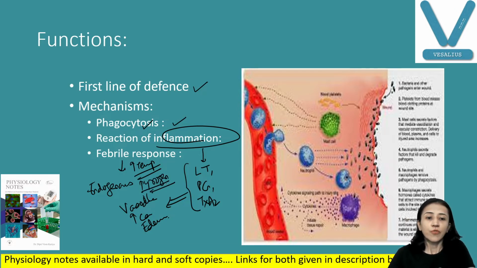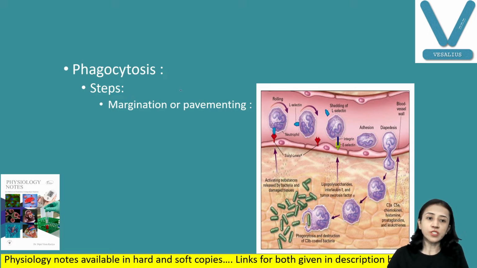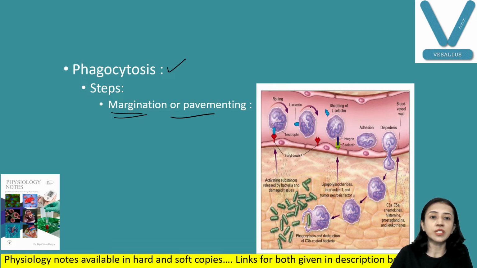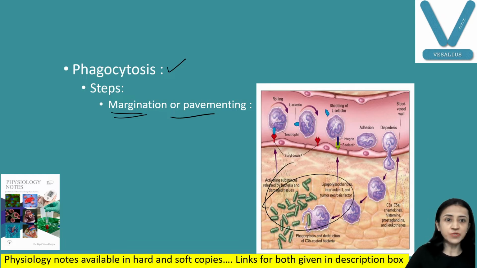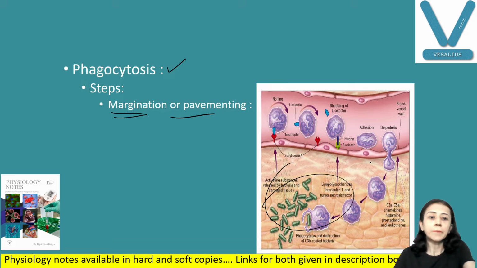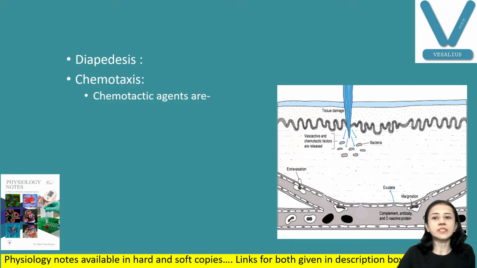Now, how do they perform phagocytosis? Phagocytosis, as I told you, is engulfment of the particle. For that, first of all, there is margination and pavementing. Margination means, you can see here, these neutrophils are moving in the blood, and whenever there is a microorganism, they move towards the margin of the blood vessel, and they come out, squeezing through the place between endothelial cells. This is margination and pavementing. Then this is diapedesis, as I told you.